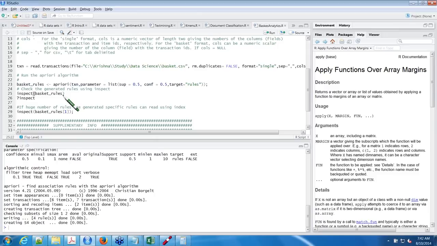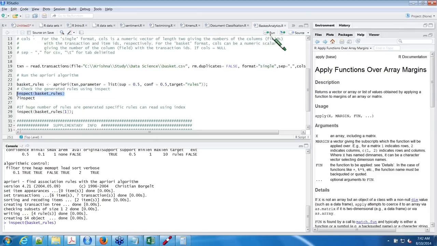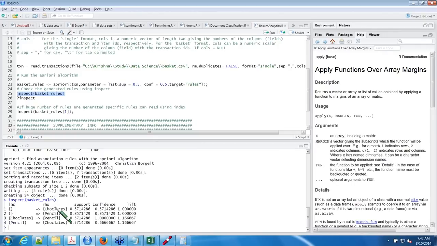Okay. So if I inspect the rules, it has what is called left hand side and right hand side. Whenever a chocolate is bought, the pencil is also bought together, with 57% of support and 100% confidence, where chocolate and pencil are bought together. Whenever a pencil is bought, that is a primary product, and a chocolate is bought, it's 0.6, that is 66% confidence and 57% support.